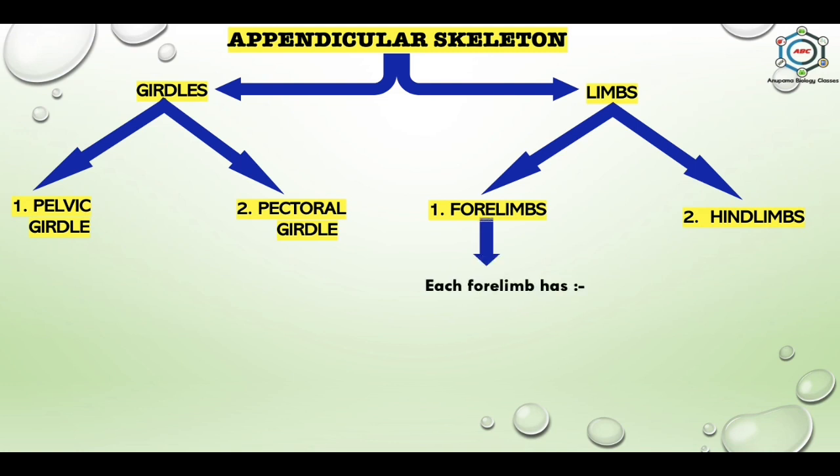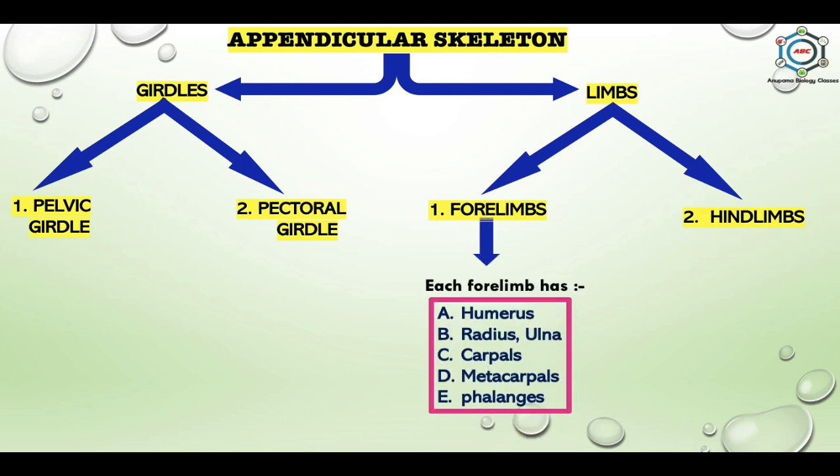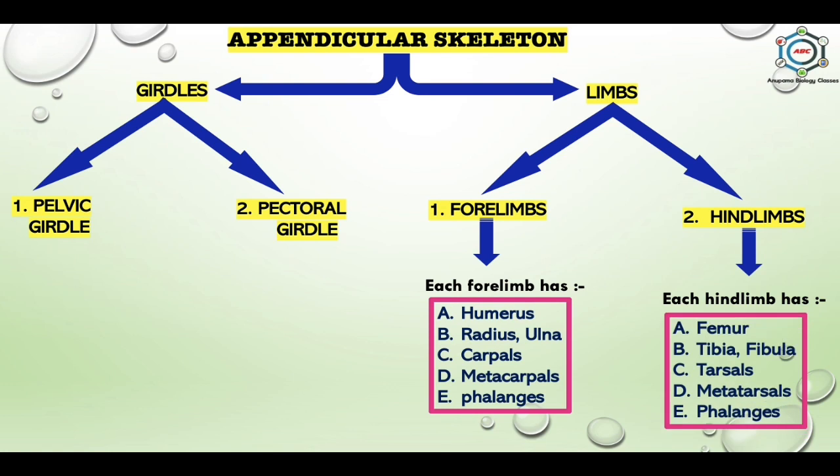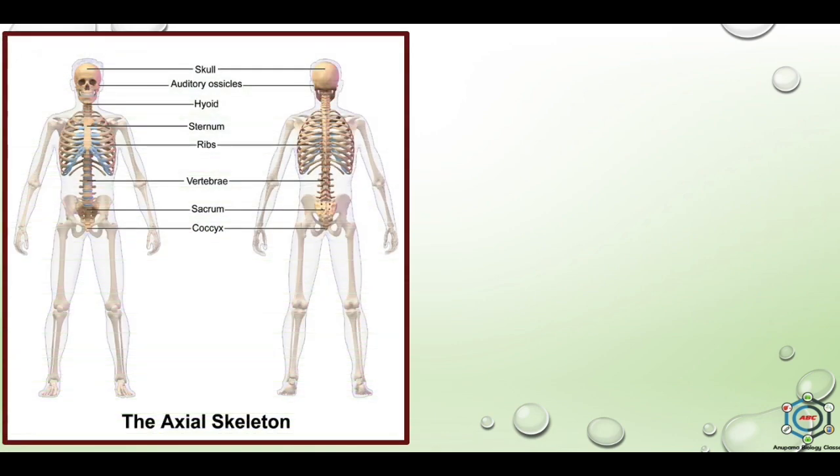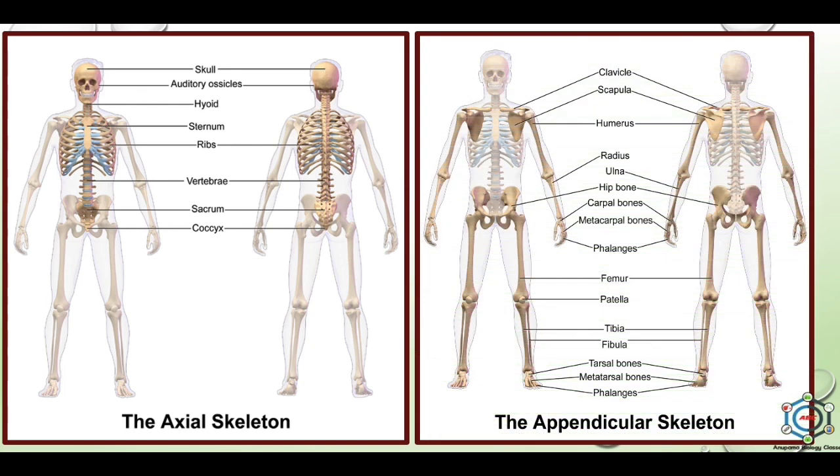Forelimbs has many parts like the humerus, radius, ulna, carpus, metacarpus and phalanges. Like this, the hind limb also has many parts: femur, tibia, fibula, tarsals, metatarsals and phalanges. Now we shall discuss all these parts of the human skeleton in detail, and here the complete axial skeleton structure and the complete appendicular skeleton and the position of the parts in the human body.